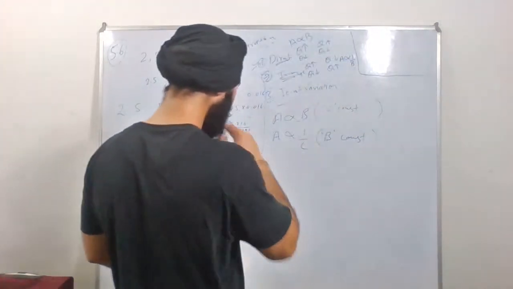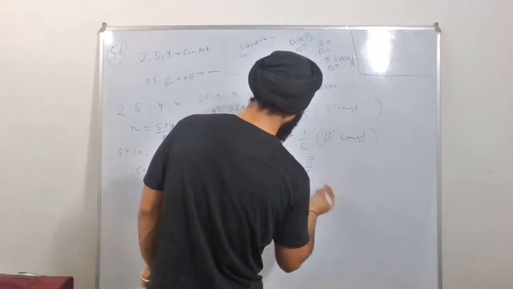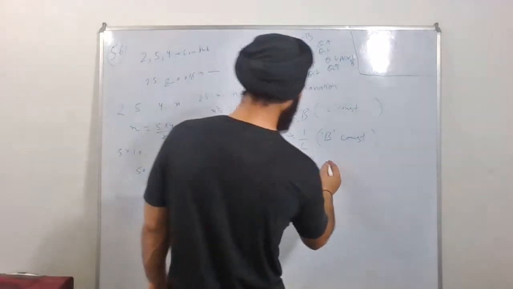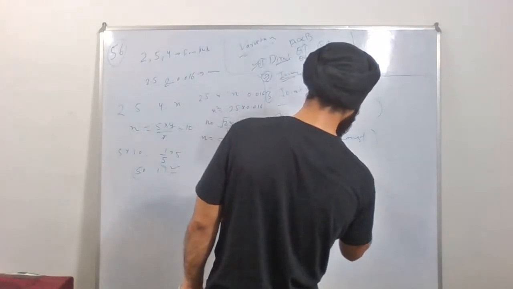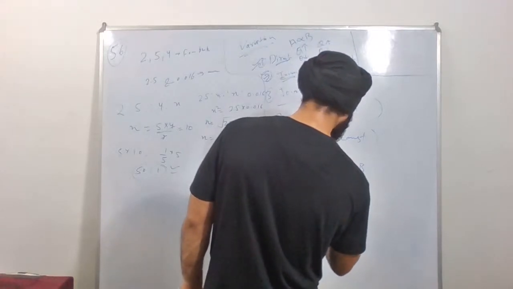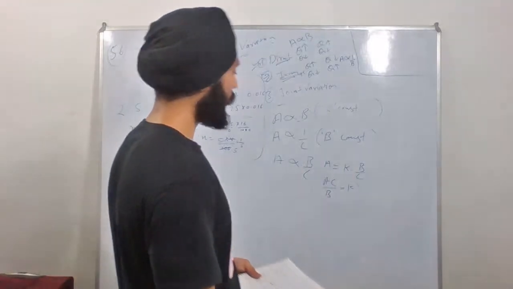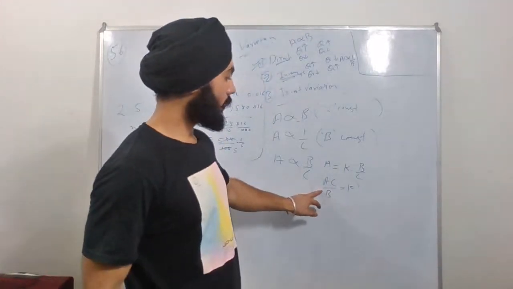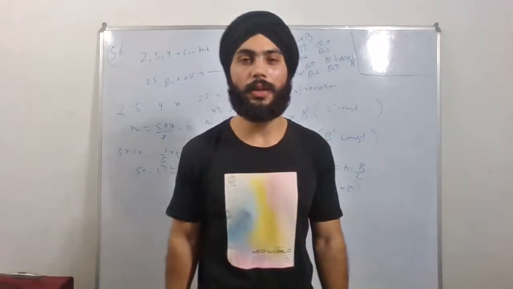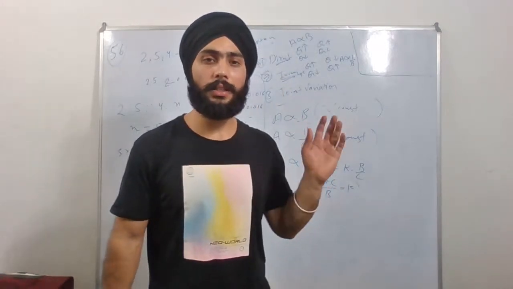So A is directly proportional to B by C, and if we remove the proportionality sign, we have to multiply by a constant. So AC by B is equal to a constant. This is a deduced result. It looks like something you have already done. If you are an engineer, you have done this equation a lot of times.